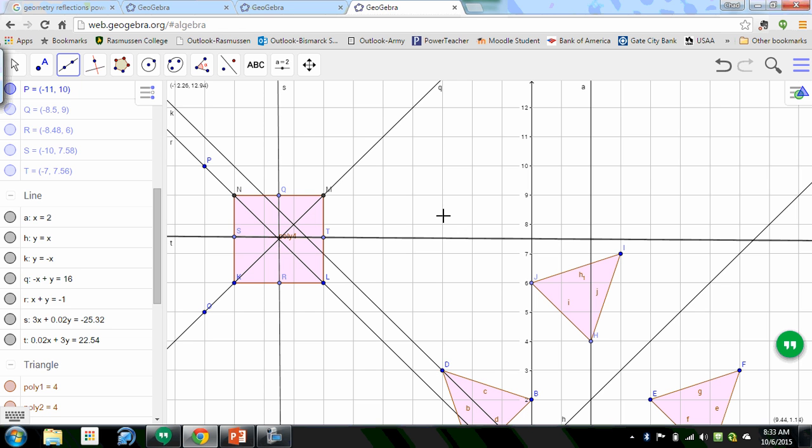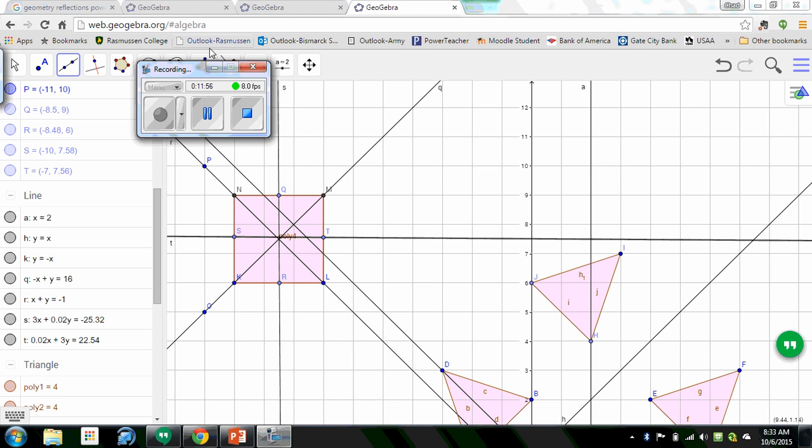Now, the only reason I'm introducing this real quick is because you're going to be shown some shapes, and you're going to have to identify the symmetry of those shapes. And the symmetry of those shapes is going to help us later on when we are calculating these interior angles. So that's why I'm introducing these lines of symmetry now.